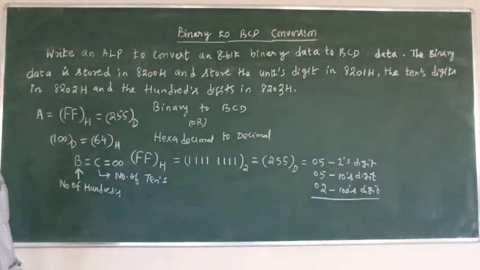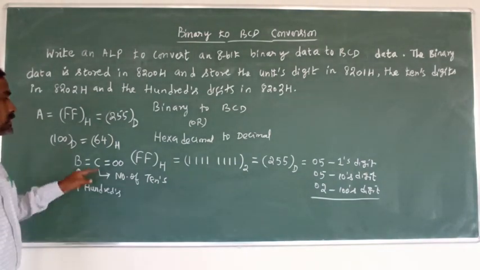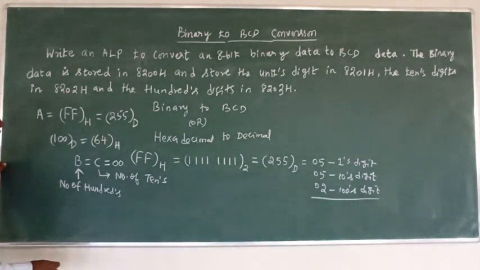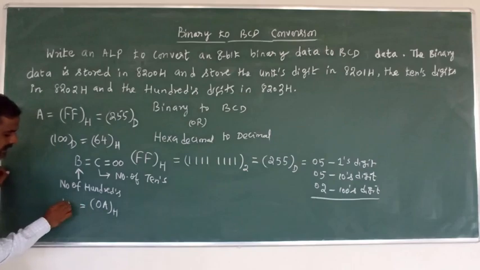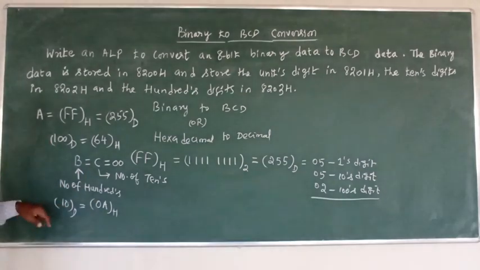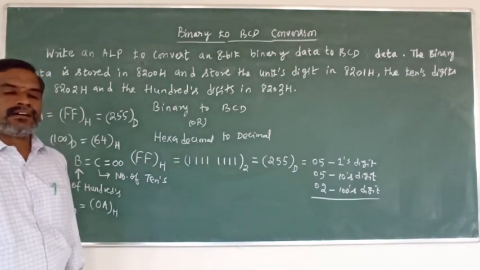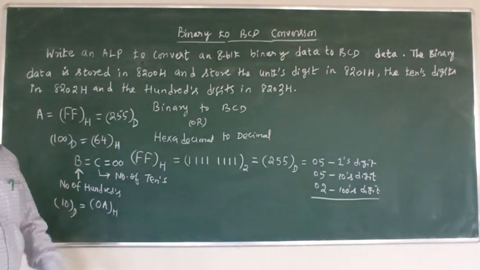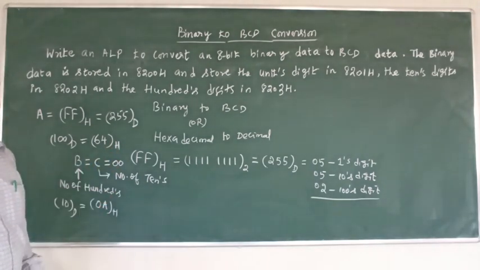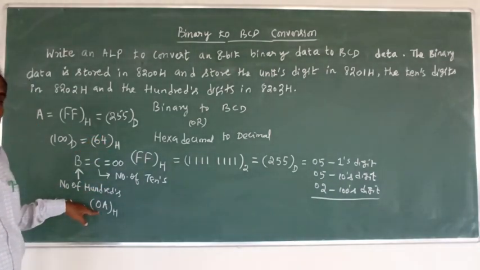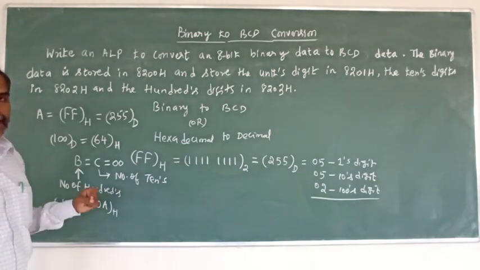Suppose the given data is less than 100. Less than 100 means we compare with 10. 10 means 0A. Compare the given data with 10. If it is more than 10, we subtract 10, that is 0A, from the data in the accumulator.